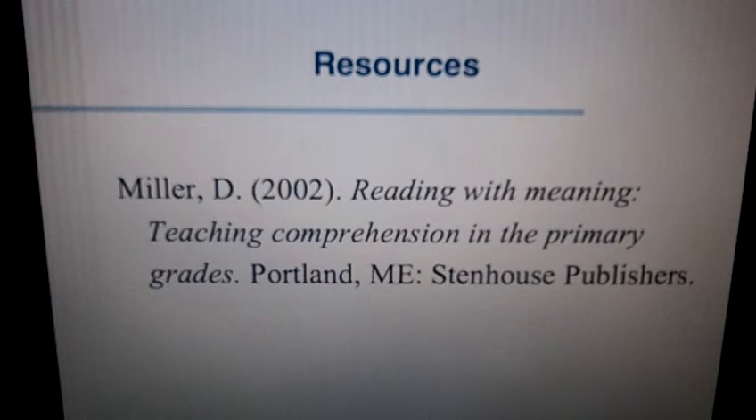This is the resource I use to help me create my lessons based on mental images.